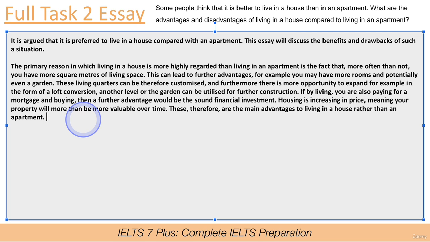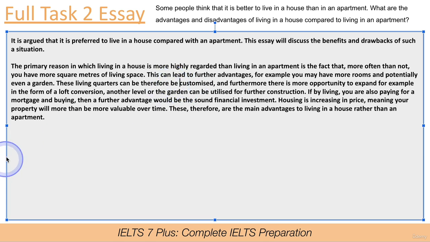Okay, let's have a read of this back and see how we're doing. The primary reason in which living in a house is more highly regarded than living in an apartment is the fact that, more often than not, you have more square meters of living space. This can lead to further advantages. For example, you may have more rooms and potentially even a garden. These living quarters can therefore be customized. We're just editing as we go along, checking spelling and grammar.